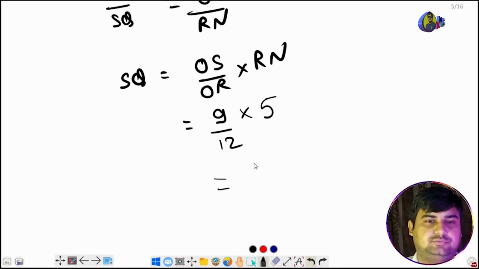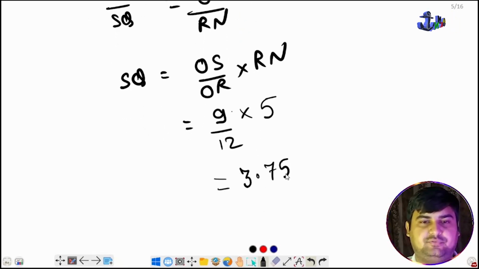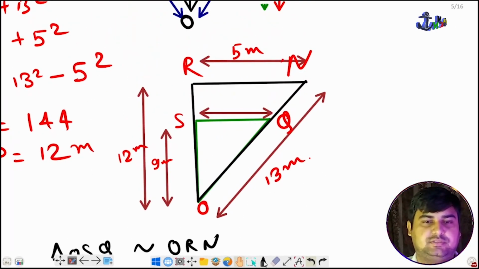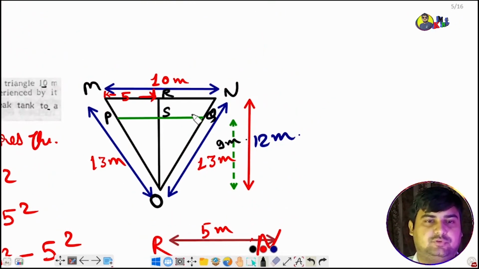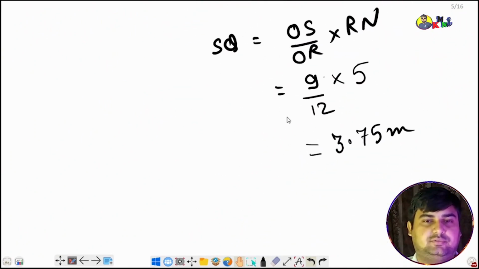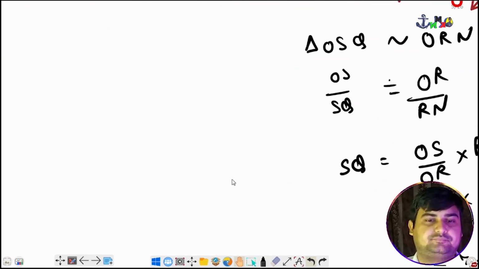So it will come out to be 3.75 meters. So SQ we found out. SQ is this one, this is 3.75 meters. I will mark in the above diagram also. We found out this is 3.75 meters. Now we need to find out the center point of this triangle.